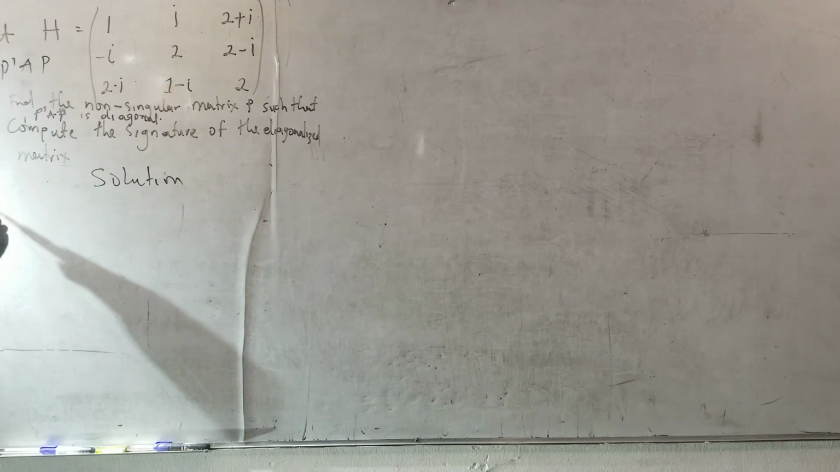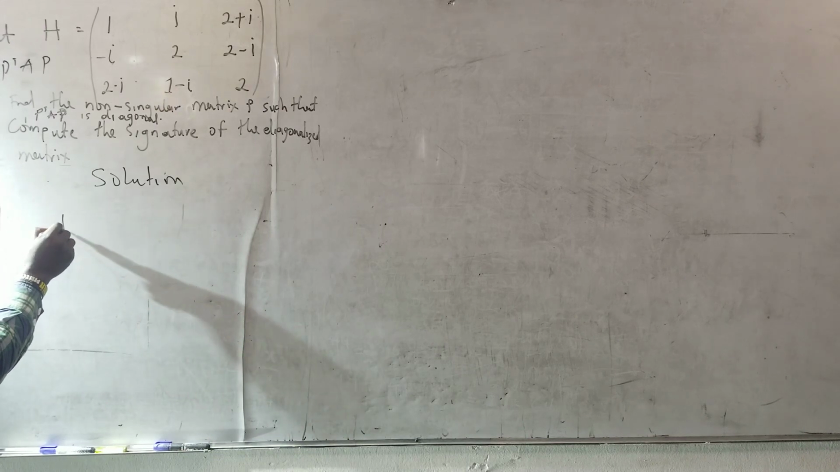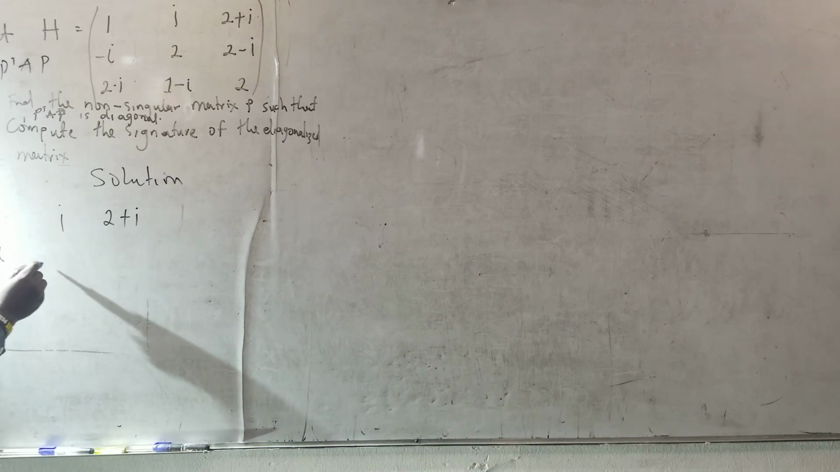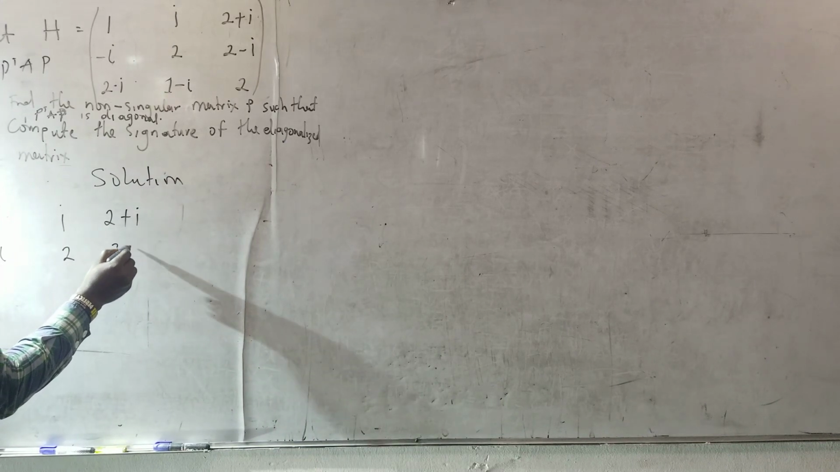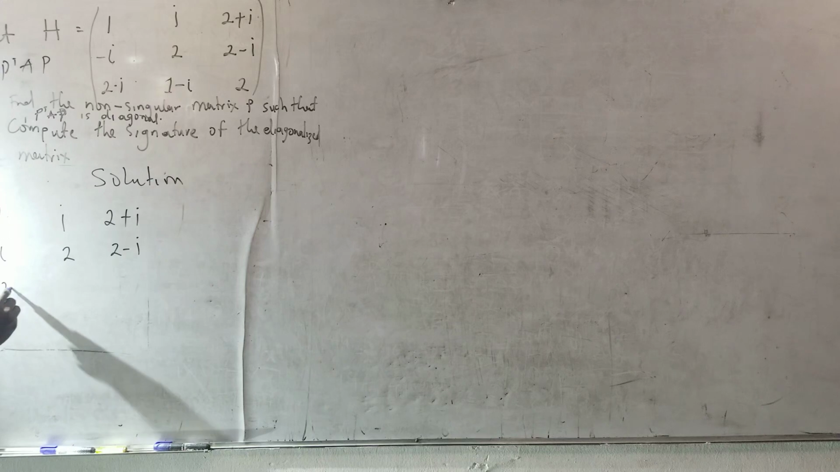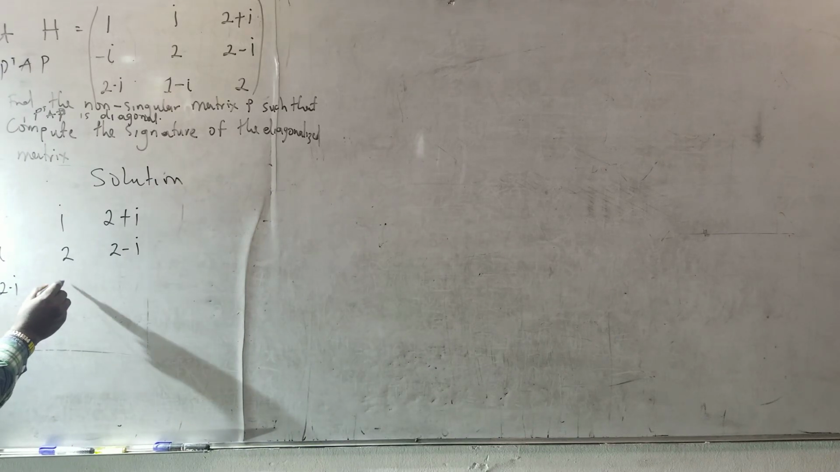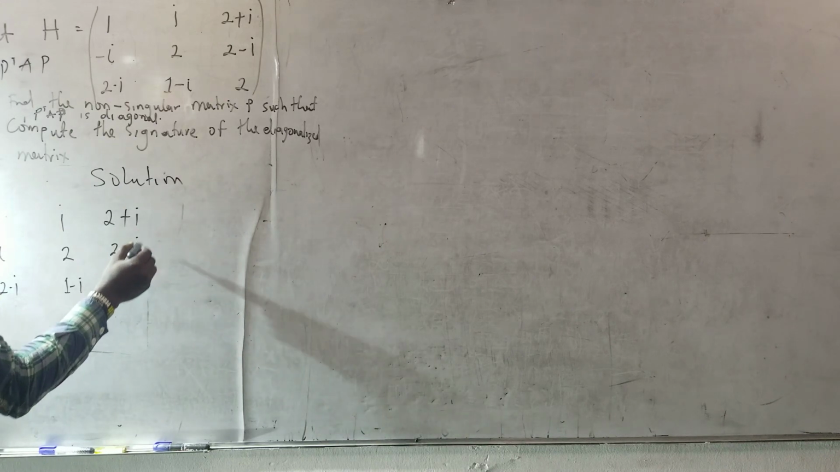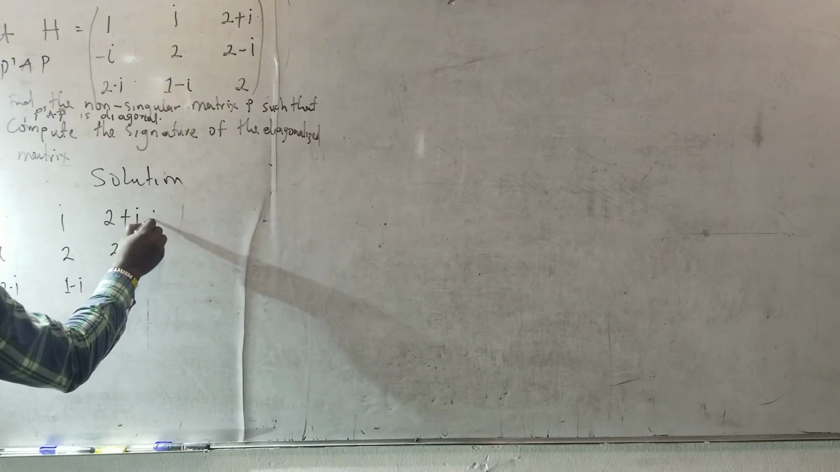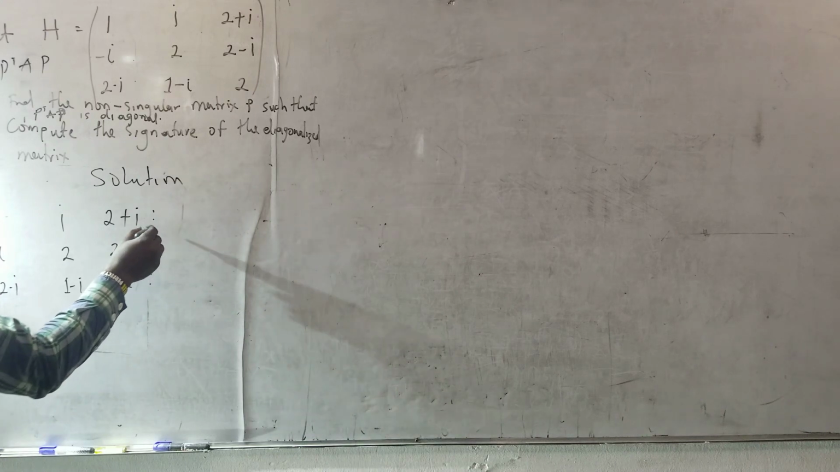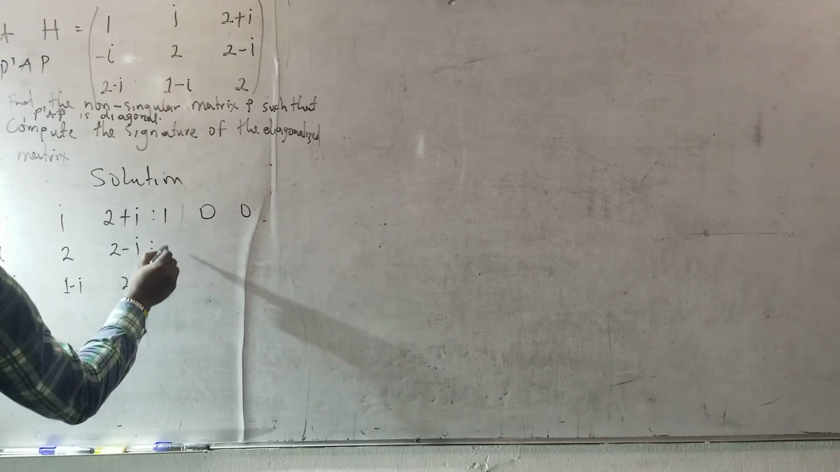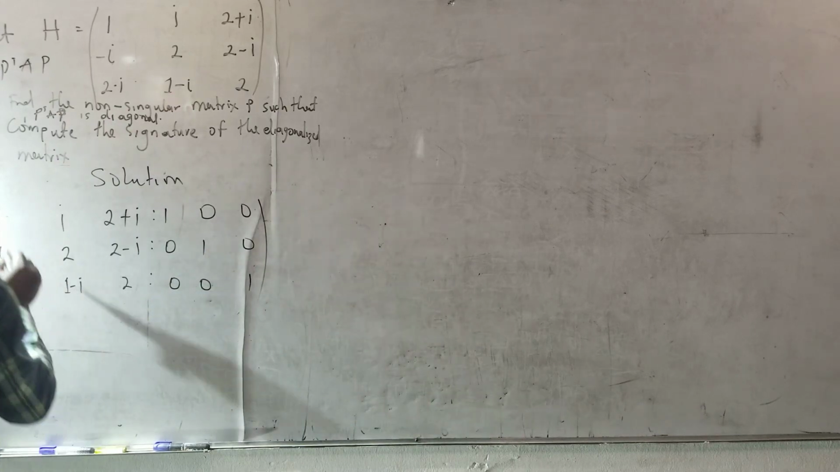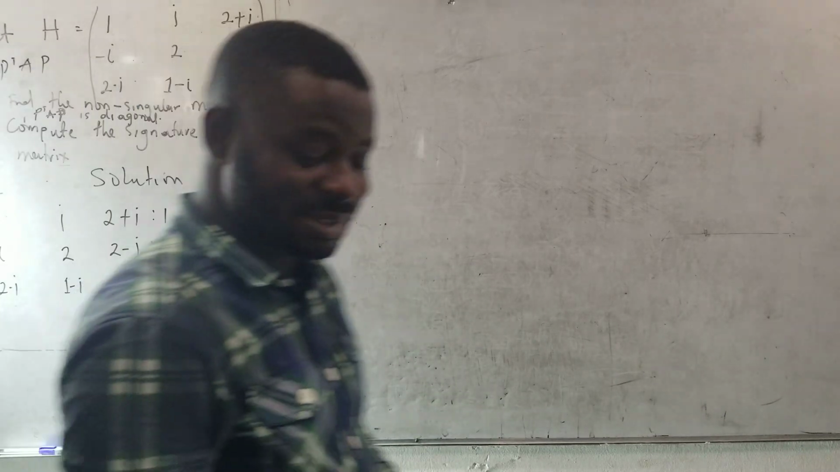I think this matrix is equal to 1, i, 2 plus i, then 2, 2 minus i, 2 minus i, 1 minus i, and this is going to be 2. Now, this is a matrix. What I will just need to do is augment it with the identity, 1 0 0, 0 1 0, 0 0 1. That is the first thing I will do.